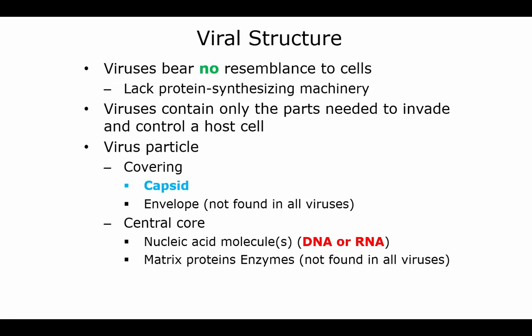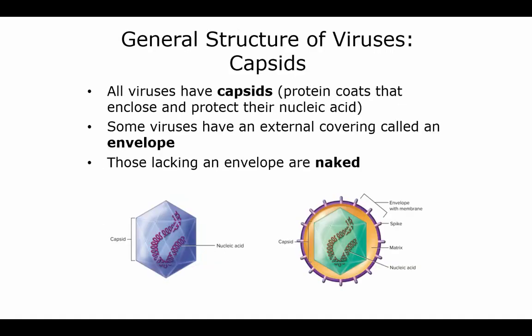Now, as far as the structure, we mentioned a while ago, they can't make their own proteins, and they don't have anything as far as parts. All they can do is invade a host cell and take over by replicating and making more of them. The particle itself has this capsid covering, which is a protein, and some viruses have an envelope. And then the central core is the nucleic acid. As we said, it's either DNA or RNA.